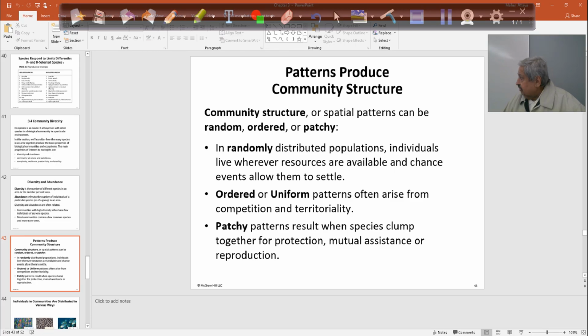Of species, of course, of organisms or species. I will say animals, and one of them is humans themselves. So humans themselves can be classified in one of those three types of structures of the community. I will say humans are more of an ordered and uniform type of community structure rather than random or patchy.